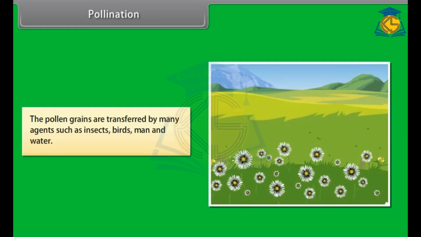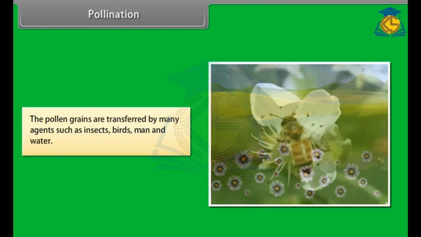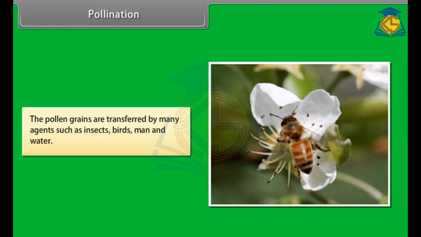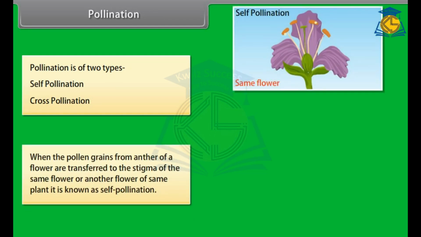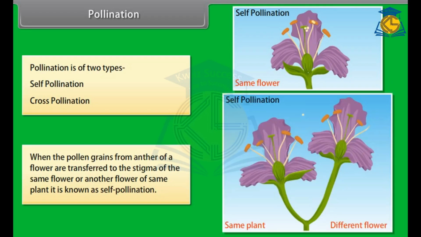The pollen grains are transferred by many agents such as insects, birds, man and water. Pollination is of two types: self-pollination and cross-pollination. When the pollen grains from the anther of a flower are transferred to the stigma of the same flower or another flower of the same plant, it is known as self-pollination.